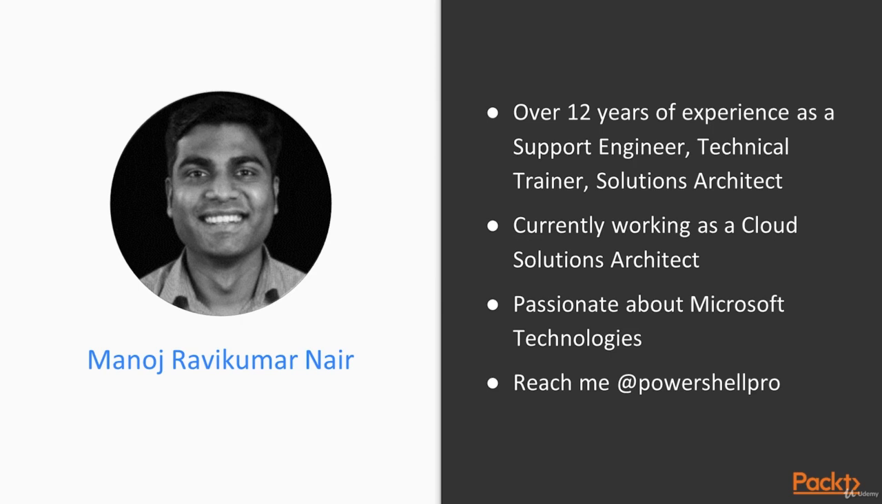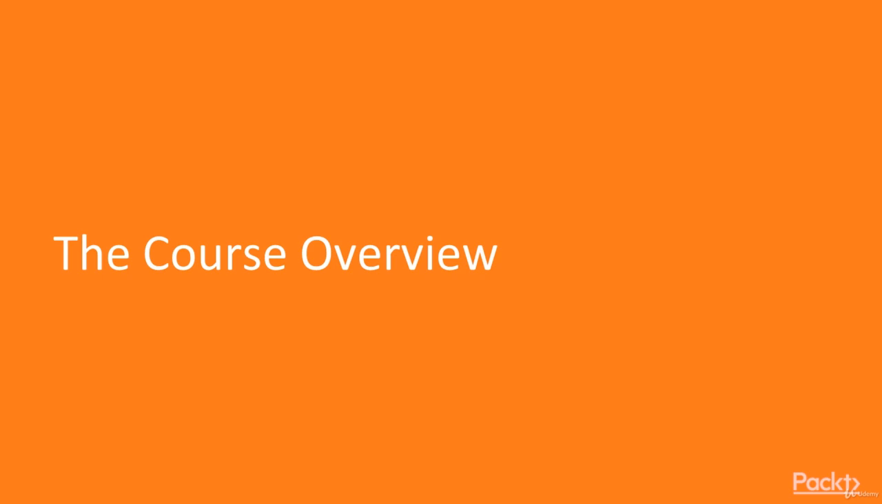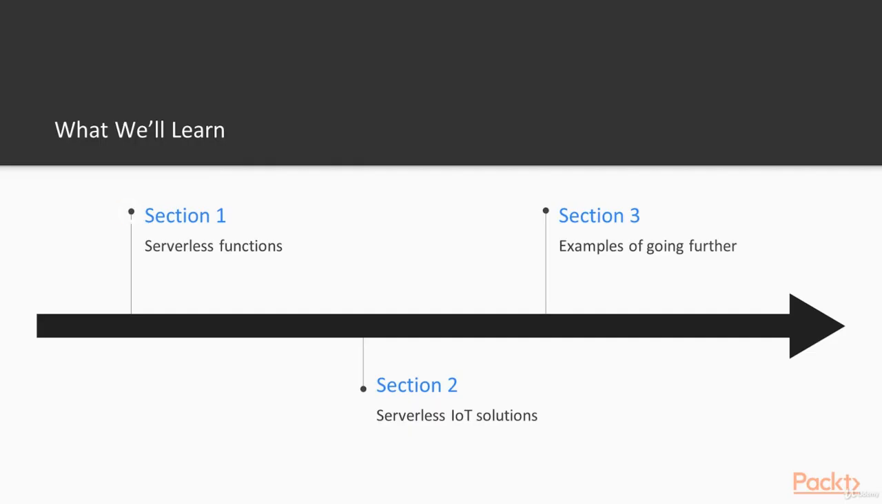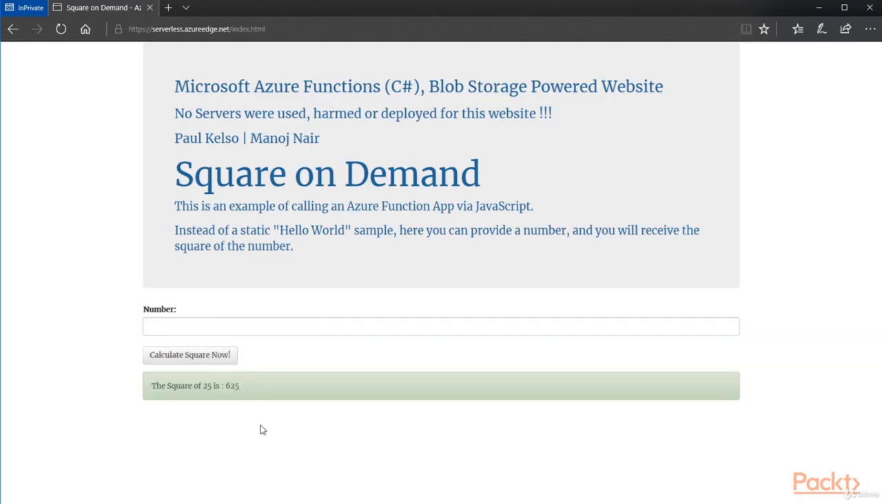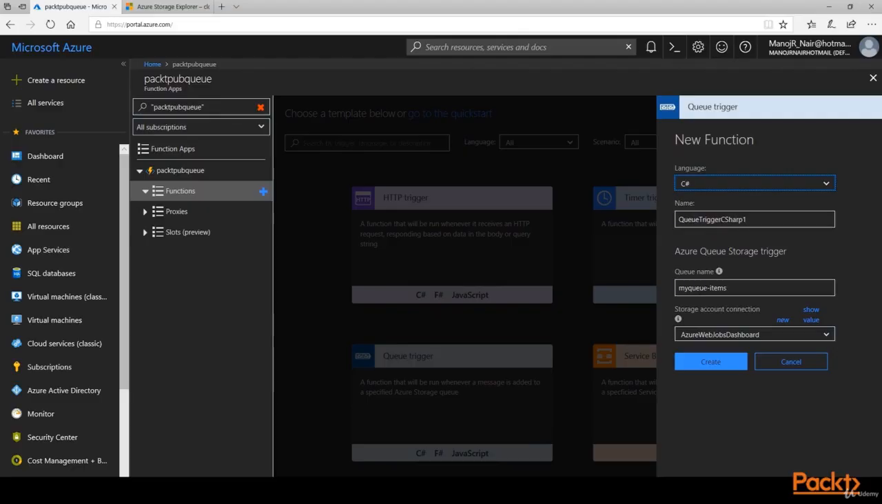Well, that's about it. Now, let's take a look at what we're going to cover in this course. We will kick things off with Section 1, Serverless Functions. Here, we will understand what serverless computing is, and then dive into Azure Functions, which is Microsoft Azure's function as a service offering. Then, we'll also take a look at the different trigger bindings like queues, blobs, and timer.